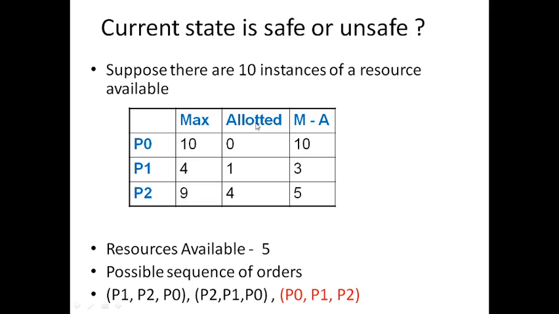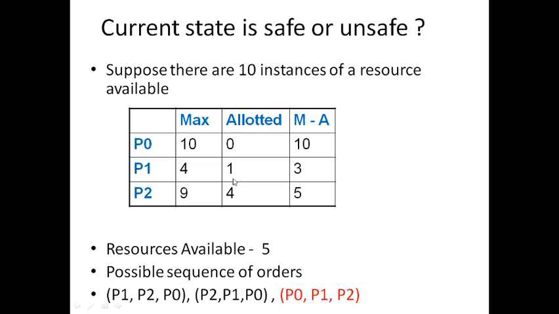this is also information we have got: some of these resources are already allotted, which means P0 has not been allotted any resource, so it's 0, whereas P1 is allotted 1 resource and P2 is allotted 4 resources, which means 5 of the total 10 resources are already allotted to processes, and the available resource is 5. So the question is whether the current system is safe or unsafe. We have to determine whether the current system is safe or unsafe.